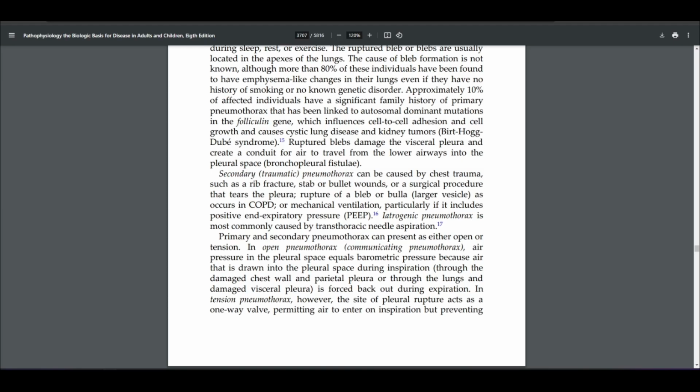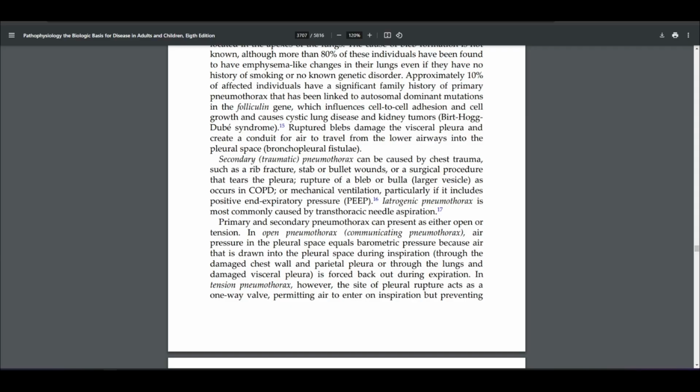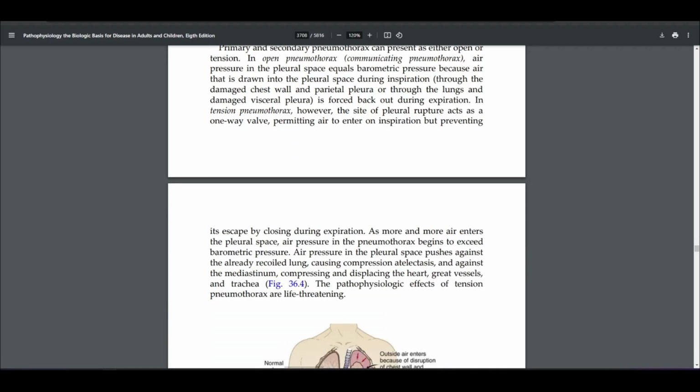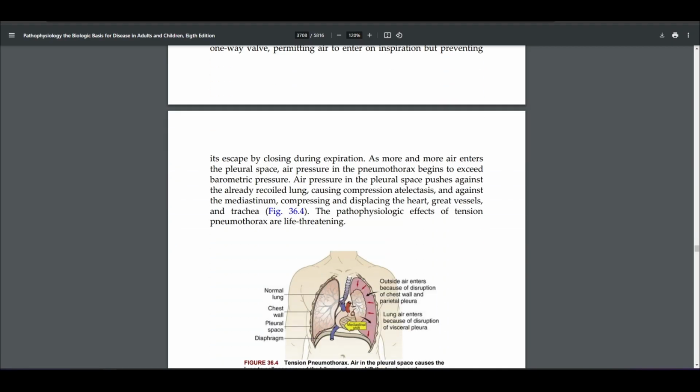In an open pneumothorax, or communicating pneumothorax, air pressure in the pleural space equals barometric pressure, because air that is drawn into the pleural space during inspiration through the damaged chest wall and parietal pleura, or through the lungs and the damaged visceral pleura, is forced back out during expiration. In tension pneumothorax, however, the site of pleural rupture acts as a one-way valve, permitting air to enter on inspiration, but preventing it from escaping by closing during expiration.